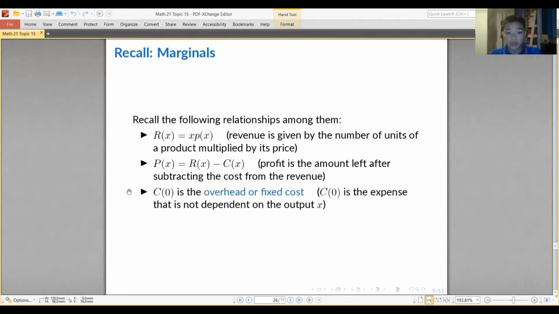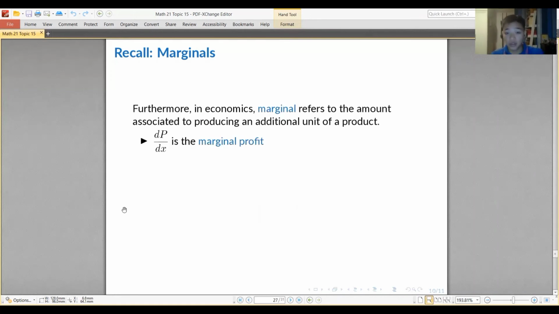And then take note that the cost function evaluated at x equals 0 gives you the overhead or fixed cost. So this is the cost that you have to pay even before you create any unit of product. So always take note of these following relationships. Now let's move on to marginals.